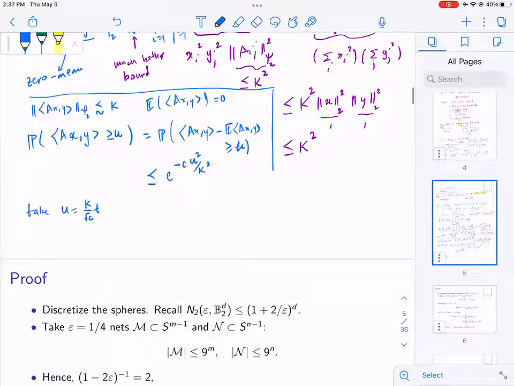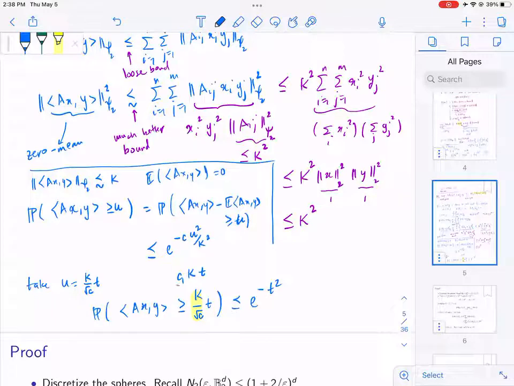Okay, I get the probability that a x y is bigger than or equal to k divided by root c t is at most e to the negative t squared. I can just push the constants here and get a clean probability bound. I'm just going to call this 1 over root c, it's just another constant. So this is like, say, c1 k t. Call this that.